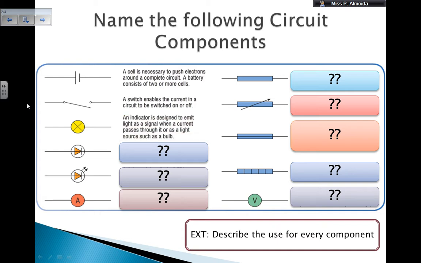Next one is a light bulb. Sometimes it's called an indicator, okay? And it emits light when the current passes through it, okay? The other one is a diode. More on the diode in just a couple of slides. So the diode is a device that allows the current to go only in one direction.